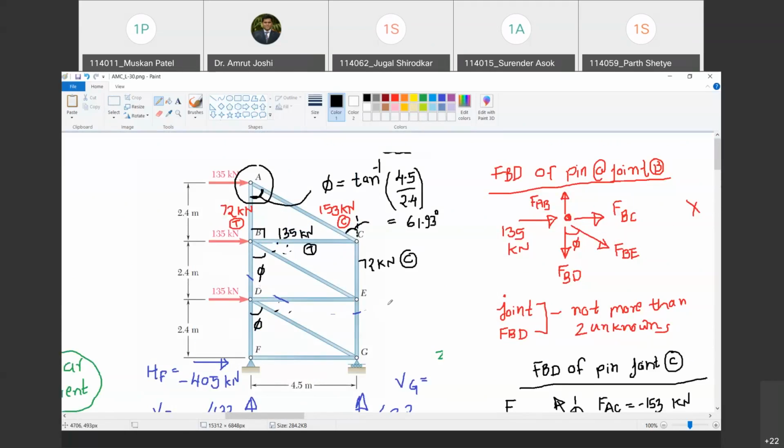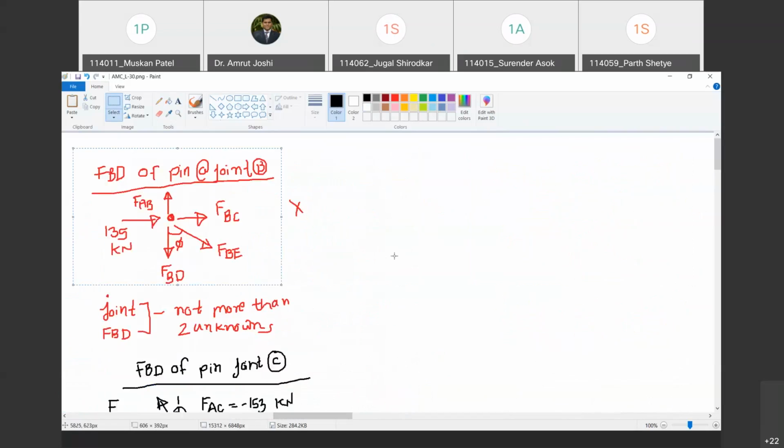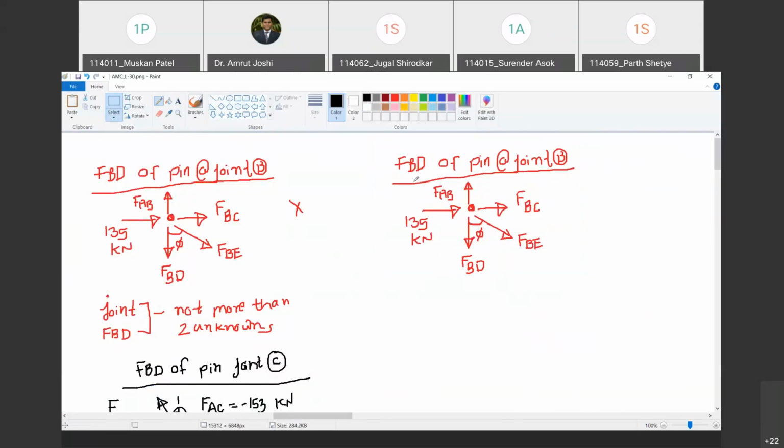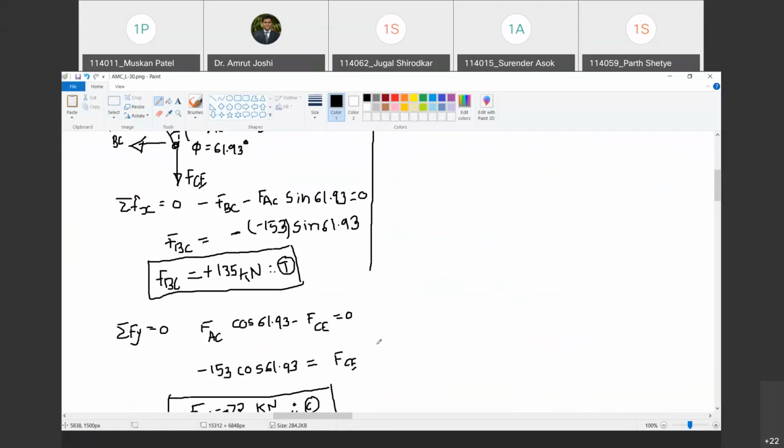Now, what do we do next? Once we know the force in member BC, can we use the FBD of joint B? Yes, FBC is known. Now only two unknowns are there. So I can now draw the free body diagram of joint B. At the earlier stage we could not draw it, but now we can. Happy? Yes, sir.